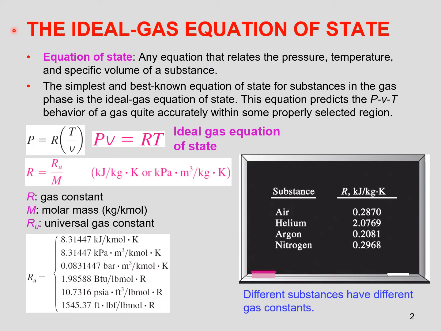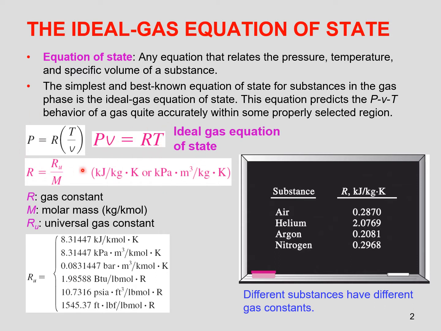So first, let's talk about the ideal gas law equation of state. What is an equation of state? An equation of state is any equation that relates pressure, temperature, and specific volume of a substance. The simplest and best known equation of state for substances in the gas phase is the ideal gas equation of state. This equation predicts the pressure, volume, and temperature behavior of a gas quite accurately within some properly selected region. There are different forms of the ideal gas law equation.